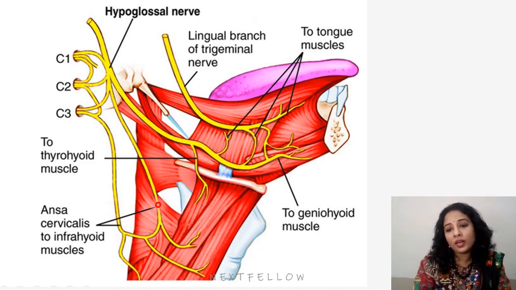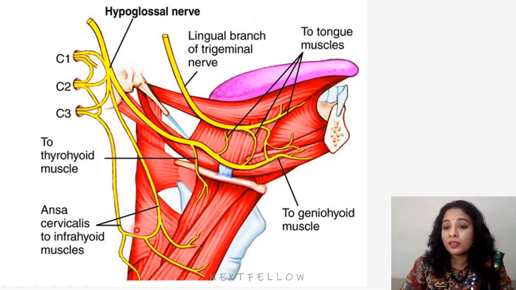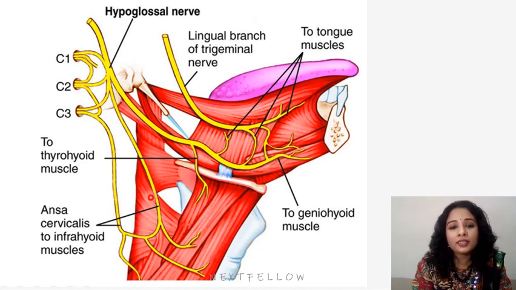And this loop is called Ansa. In anatomy, a loop is called Ansa. So Ansa cervicalis is the loop which is present within the anterior wall of the carotid sheath. Please note down, it is present within the anterior wall of the carotid sheath within the carotid triangle. It is a content of the carotid triangle, not the muscular triangle, and it is present within the anterior wall of the carotid sheath. So let's see the nerve supply of Ansa cervicalis.